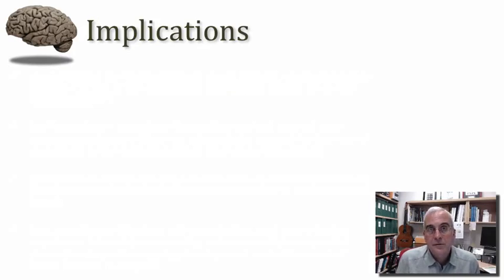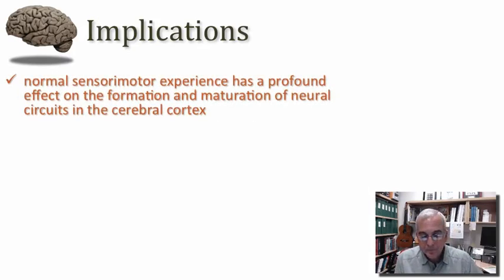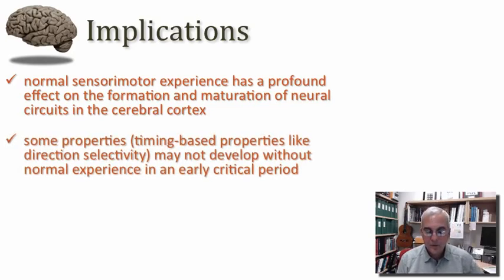Well, what are some implications of these findings? I would suggest that one implication that should not be lost on us is that normal sensory motor experience has a profound effect on the formation and the maturation of neural circuits in the cerebral cortex, especially those circuits that reflect the computations performed by networks of neurons that sit just beyond the early input layers of the cortex.